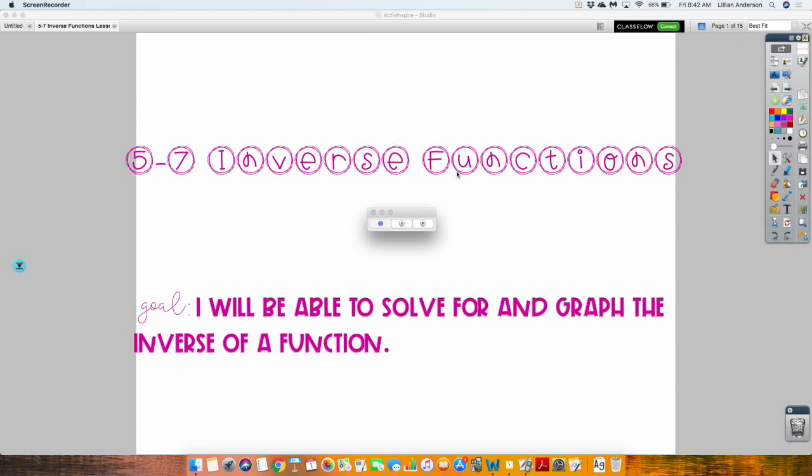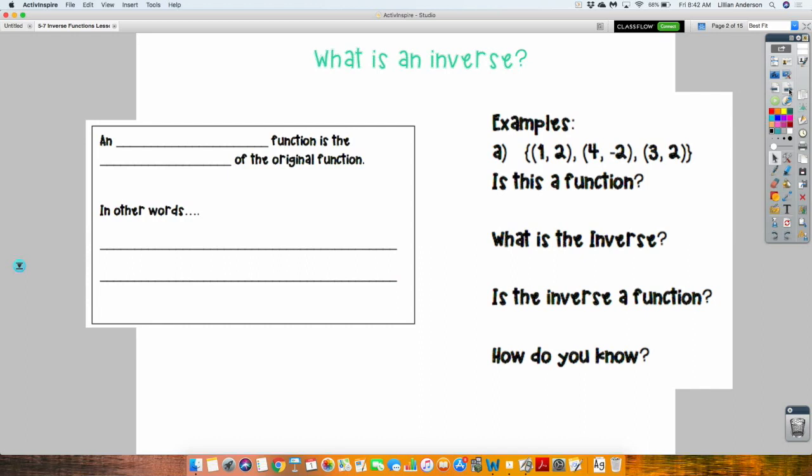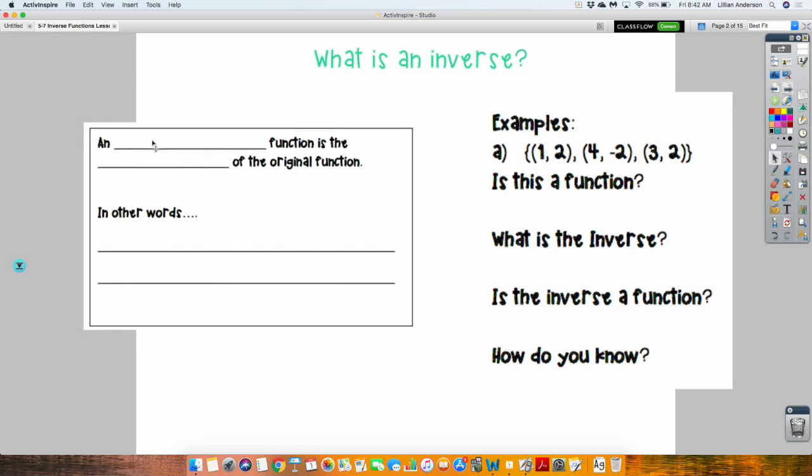So, to start, an inverse function is the reverse of the original function, okay? That basically means when you're given a function, the inverse is pretty much the opposite of the original function. So one function is x plus 3. The inverse is going to be x minus 3. A lot of the operations are going to be the opposite.